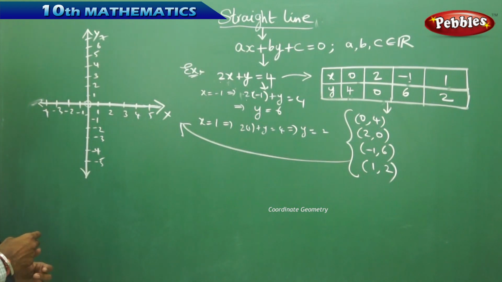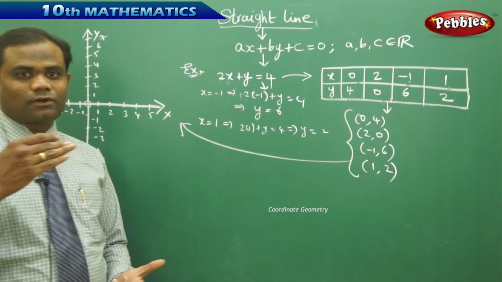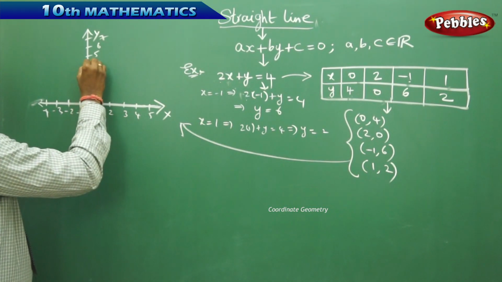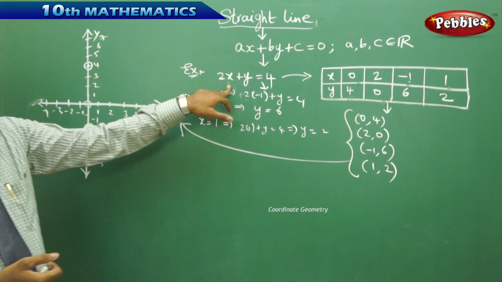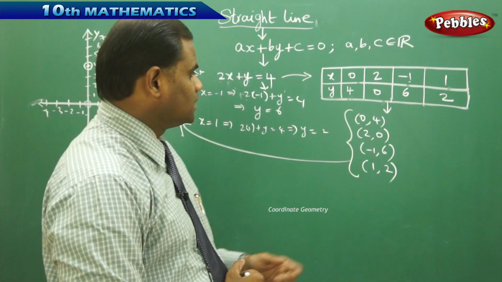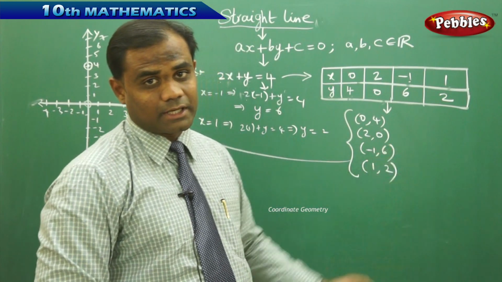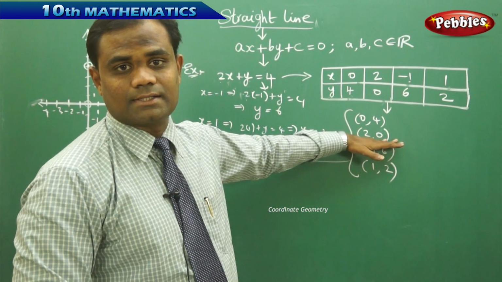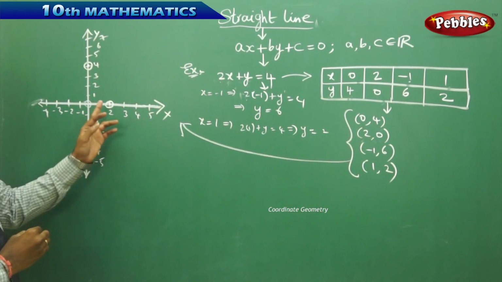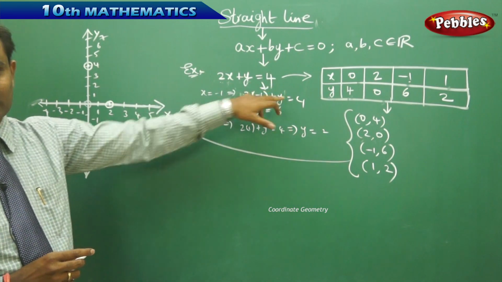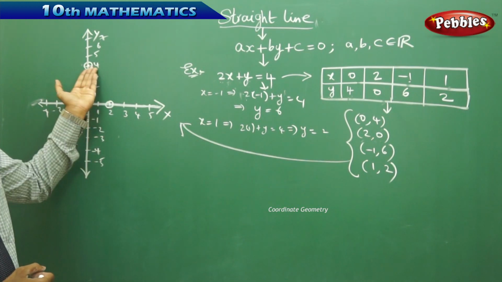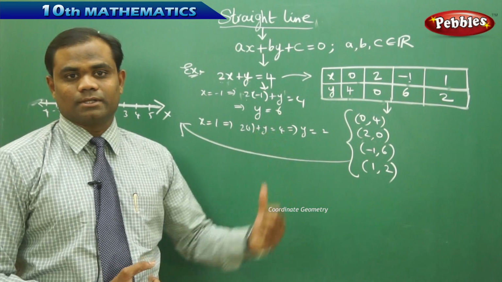Now 0, 4 is the y-intercept, that is the point where the graph crosses or cuts the y-axis. So we have 0, 4 here. This is the point where the given graph 2x plus y equal to 4 cuts the y-axis, which is how we understand the y-intercept. Similarly, the x-intercept is 2, 0, the point where the graph cuts the x-axis. Locating the point 2, 0 here, I identify the point. So this is where the graph 2x plus y equal to 4 cuts the x-axis, and 4 cuts the y-axis respectively. This is how we indirectly understand the concept of x-intercept and y-intercept.